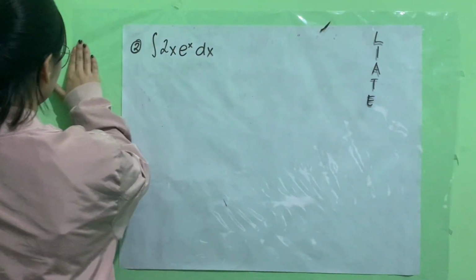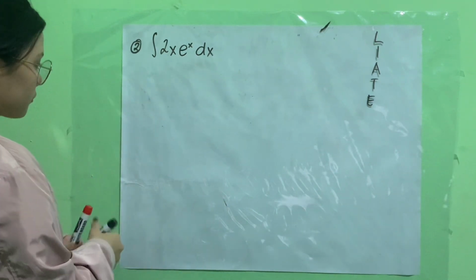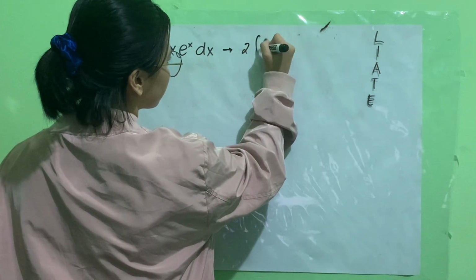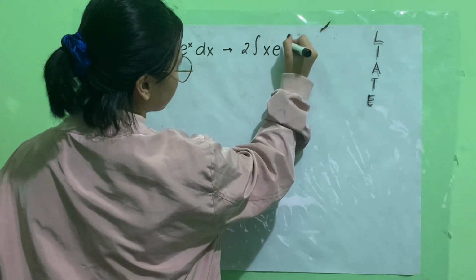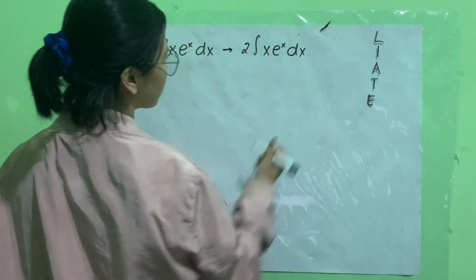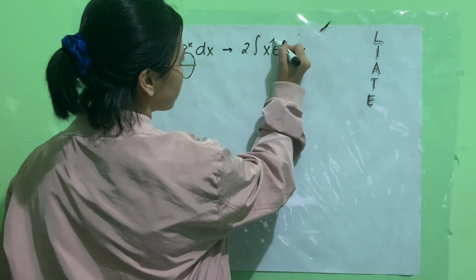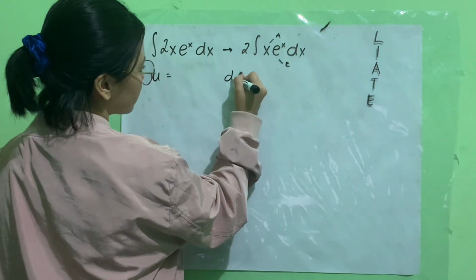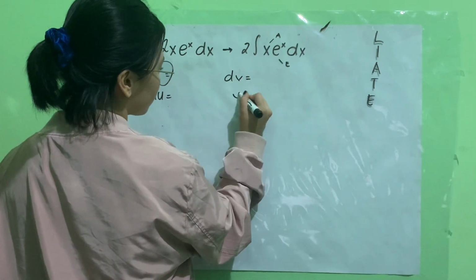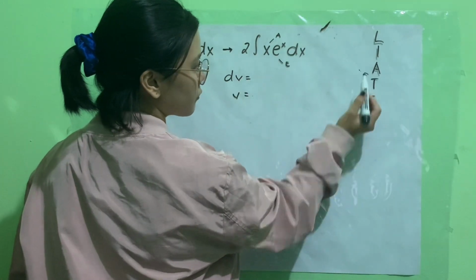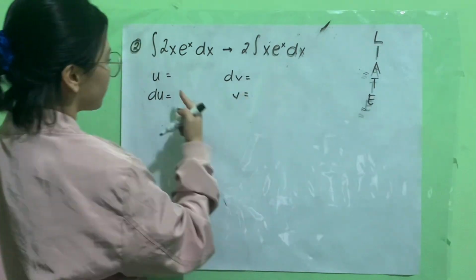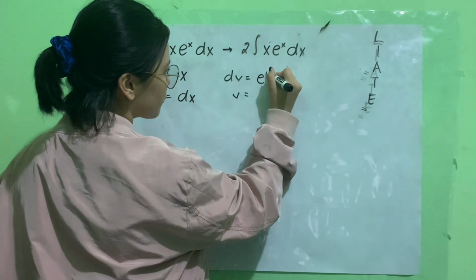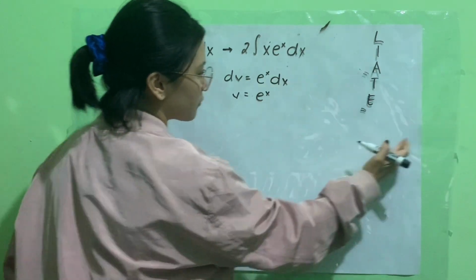Let's now try the integral of 2xe raised to x dx. Let's first separate the constant. So we'll have 2 times the integral of xe raised to x dx. To get u, let's first determine which of the two comes first in the LIATE rule. As noticed, algebraic comes before exponential. So our u will be x. Therefore, du will be dx. Then, dv will be e raised to x dx, in which v will become e raised to x.